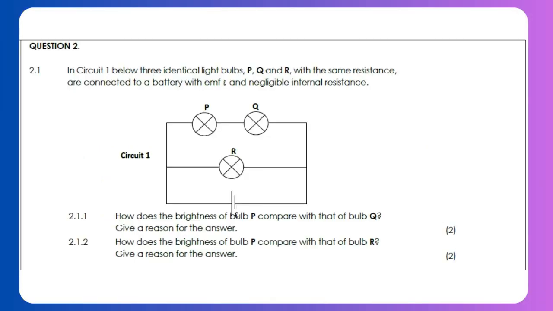Question 2. 2.1 In circuit 1 below, 3 identical light bulbs, P, Q, and R, with the same resistance, are connected to a battery with EMF, epsilon, and negligible internal resistance. 2.1.1 How does the brightness of bulb P compare with that of bulb Q? Give a reason for the answer. 2.1.2 How does the brightness of bulb P compare with that of bulb R? Give a reason for the answer.